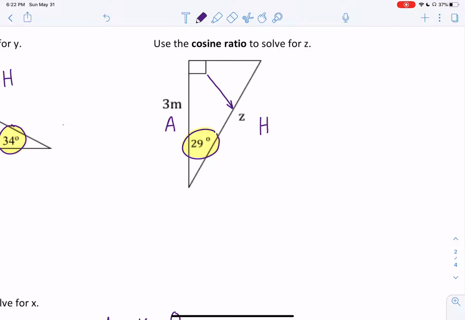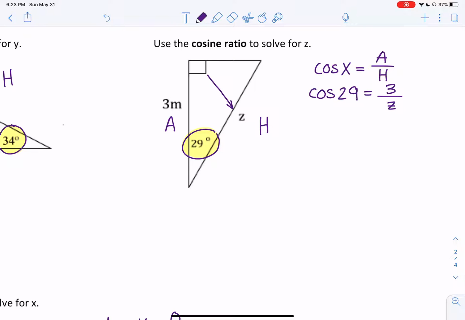Because this side is right beside the 29, we know that this is our adjacent side. So if I look at my equations, the only equation that has A and H is cosine. So now we can write out our whole cosine equation. Cos x equals adjacent over hypotenuse. And now let's fill in our values. So x is the angle we circled, which in this case is 29. Our adjacent side is 3 meters long, and our hypotenuse is z, and we don't know it.